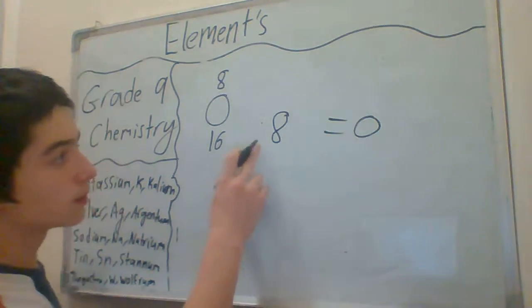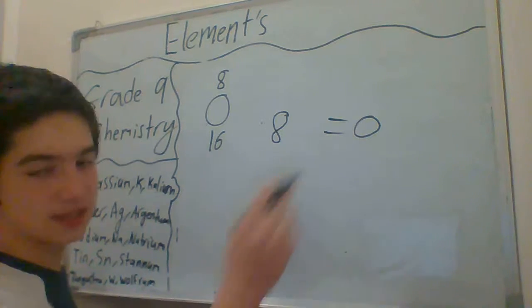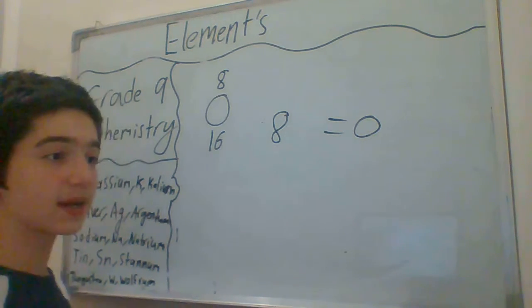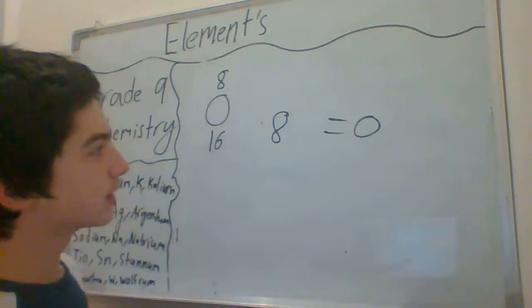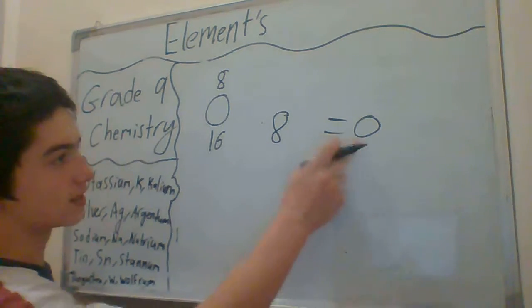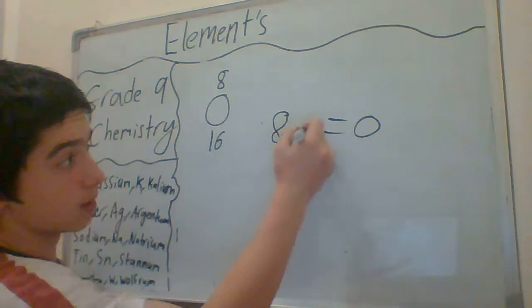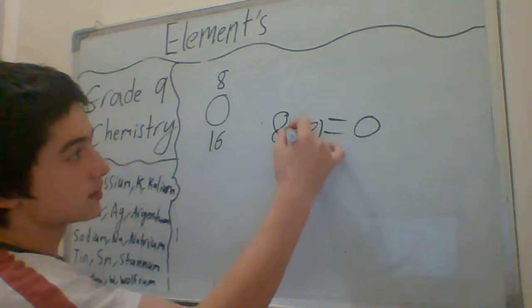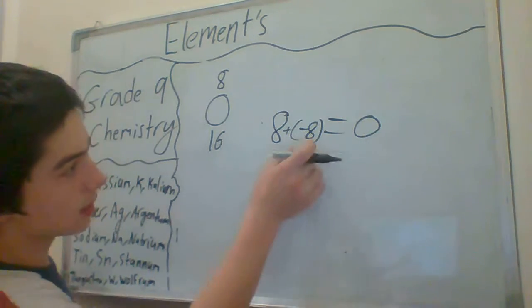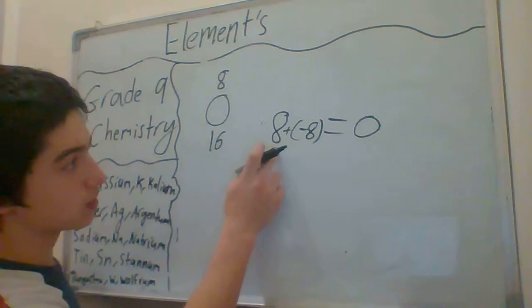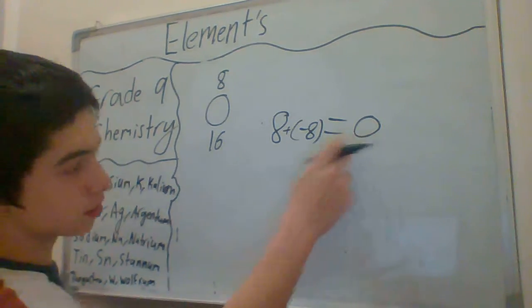What should I add to 8 to get 0? Or what can I subtract? You can say add, it's much better. What can I add to 8 to get 0? You're right, minus 8. And minus 8 always represents negative. So you can think about the minus 8 as the electrons and the positive 8 as the protons. You add them together, you get 0.